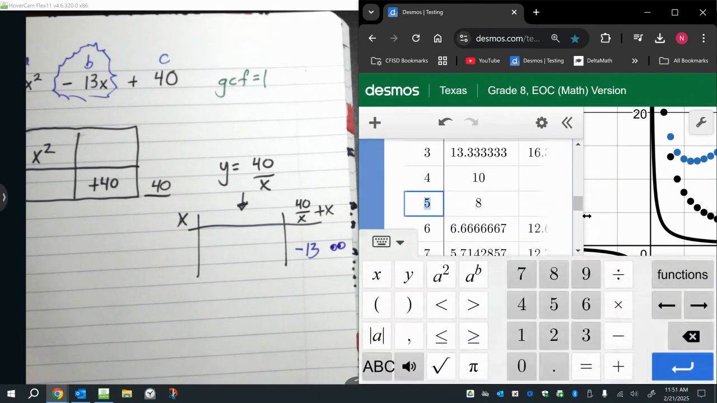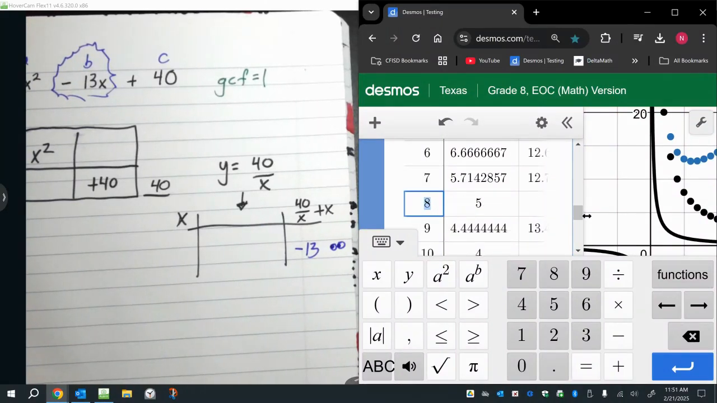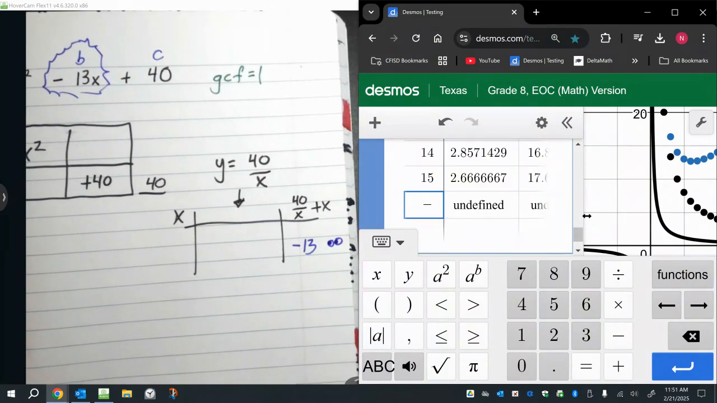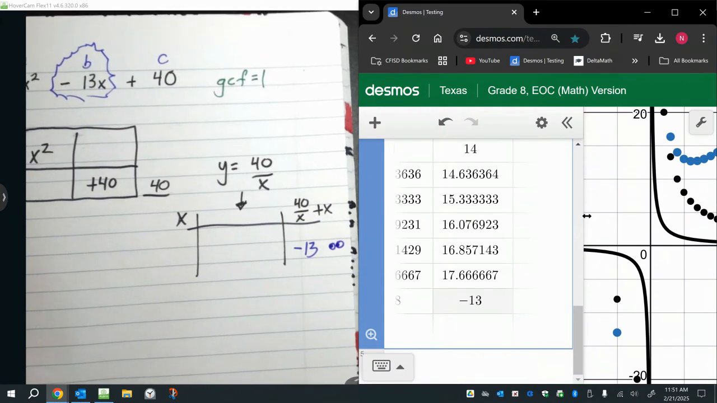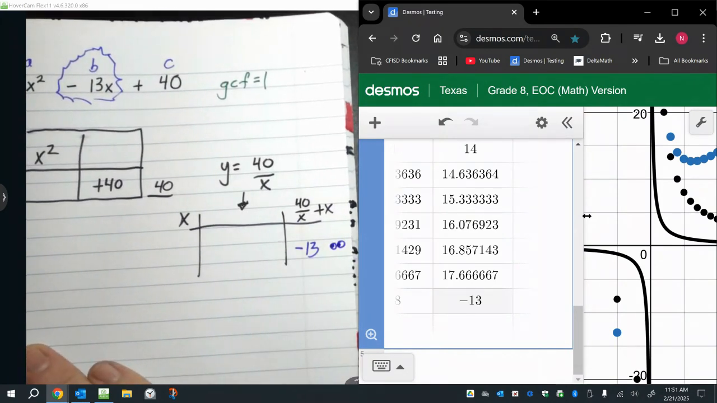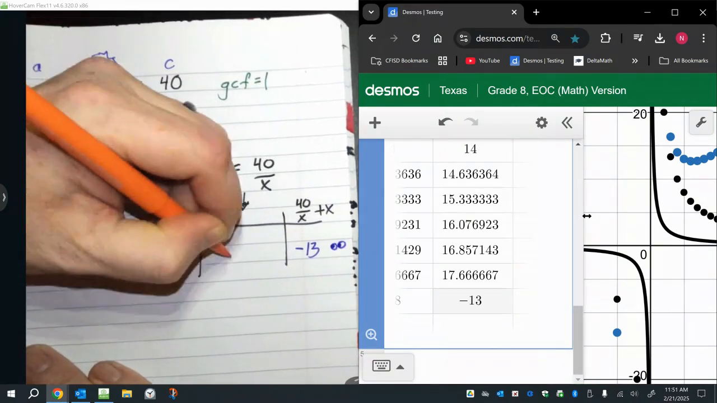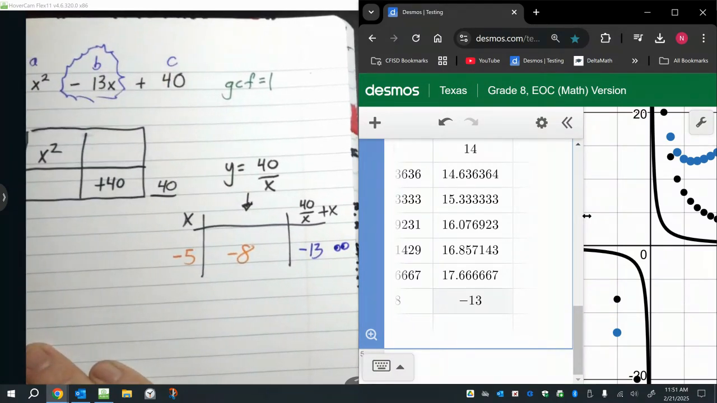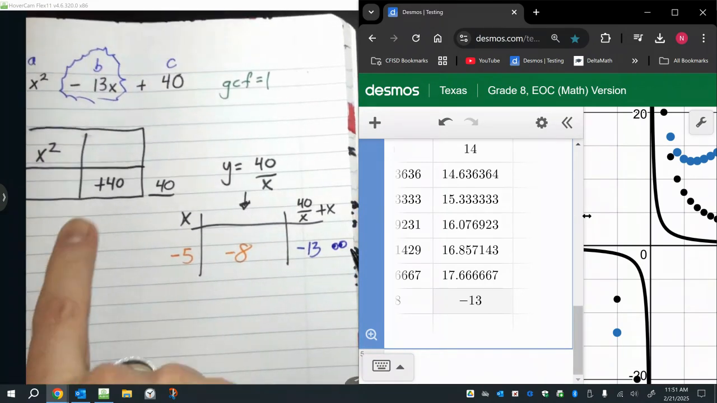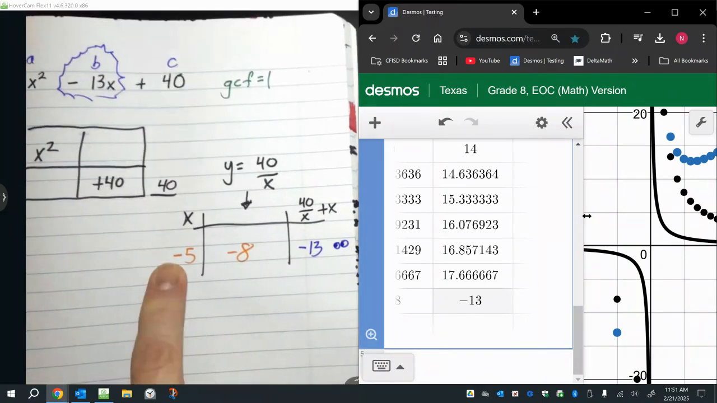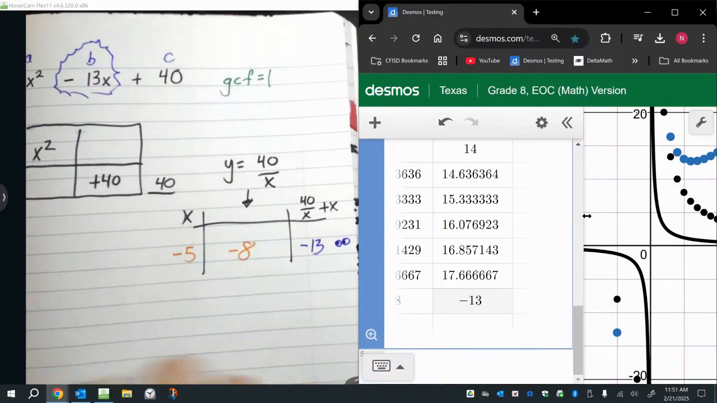What does positive 13 go with? 5 and 8. Okay. Well, how do I get a negative 13? Maybe we try negative 5. What does negative 5 and negative 8 go to? Negative 13. So that actually works. So here's the deal. This needed to be a negative 5. This needed to be a negative 8. How do you know that? Well, because you needed a negative here, but I need a positive here. That's okay. That times that gives you a positive 40.